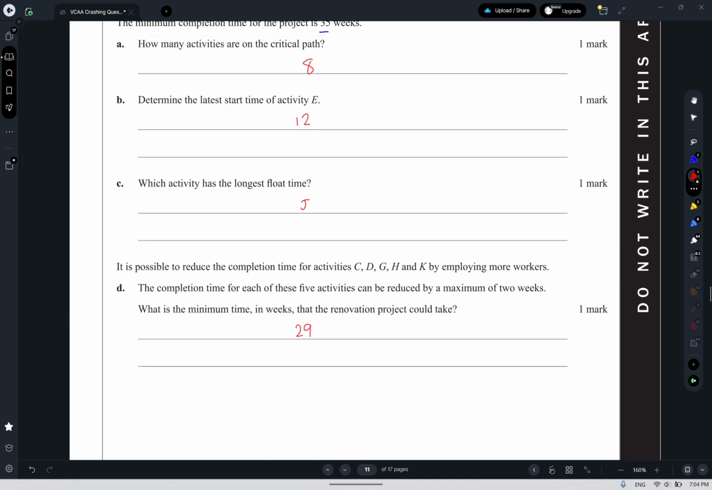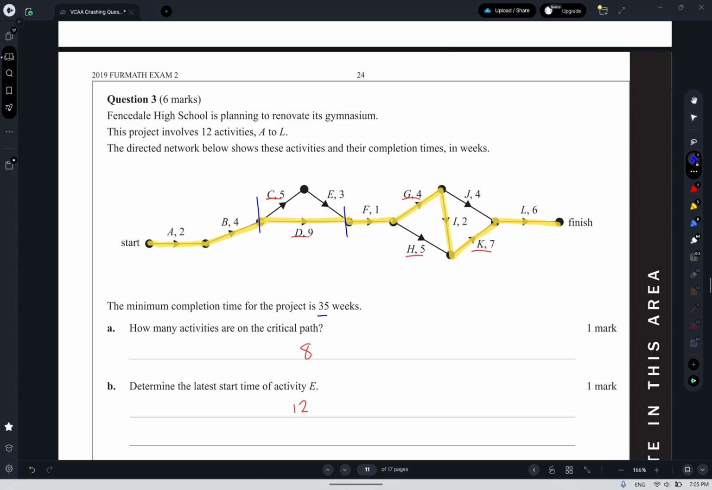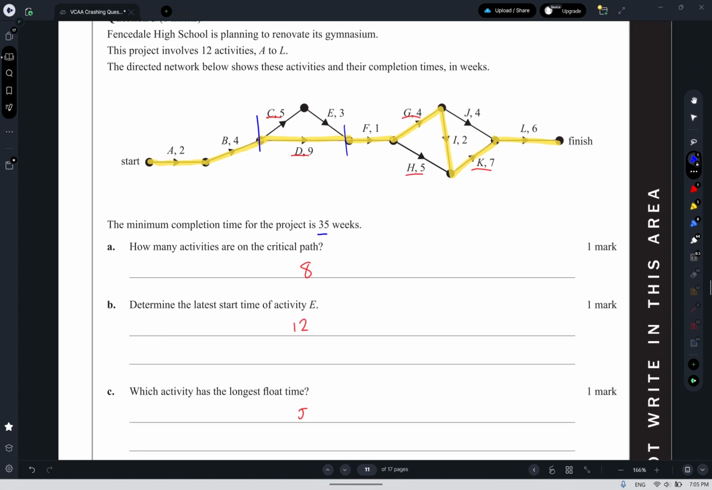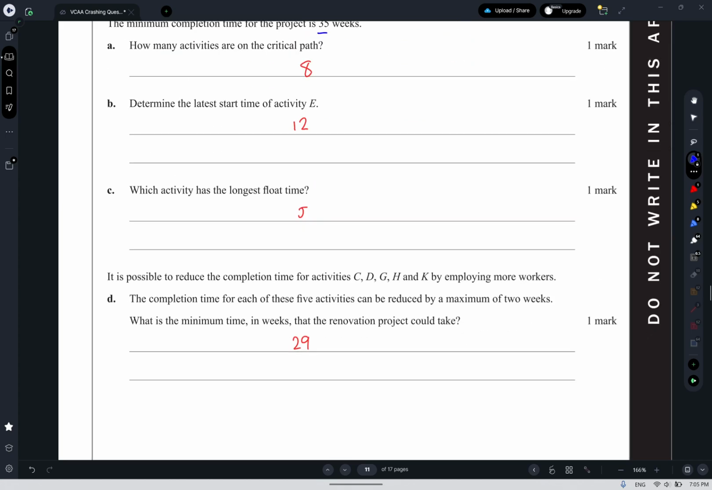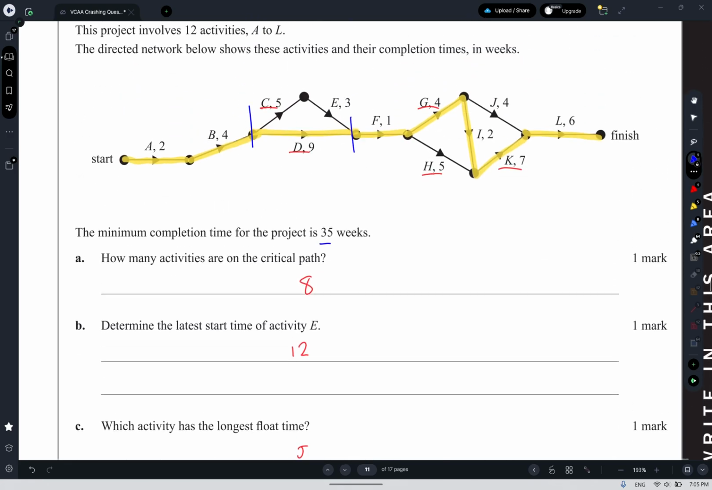So it's C, D, G, H, and K that we can reduce. So again, I'll leave those underlined. To reduce the critical path by 1, my choices right now are to reduce D by 1, G by 1, or K by 1. And we're going to do this one at a time. So D or G or K by 1 will reduce the critical path by 1. It's going to be cheapest to reduce D by 1, so we'll start by reducing activity D by 1.